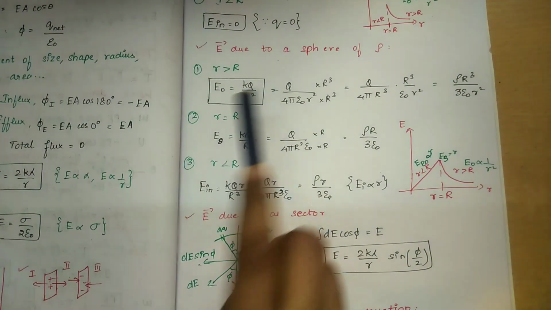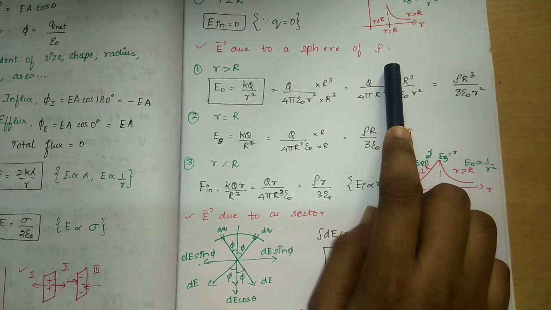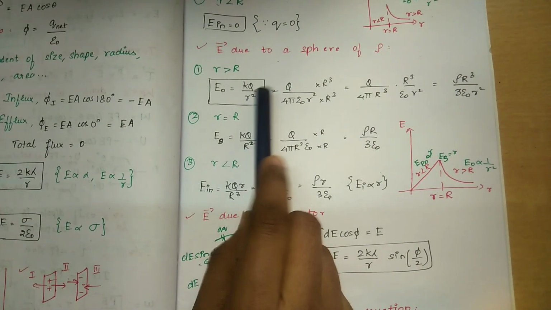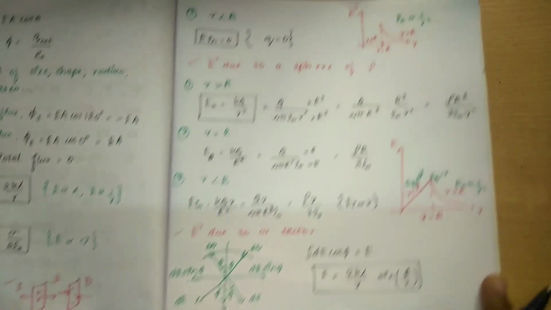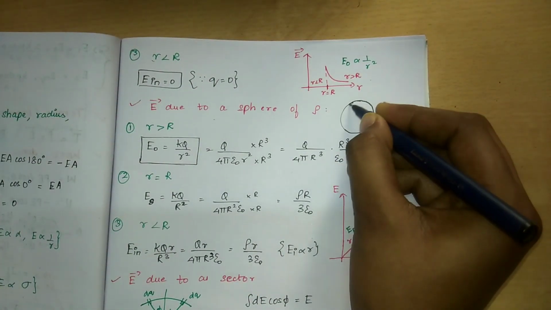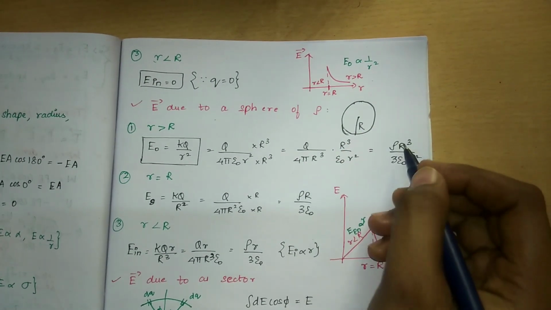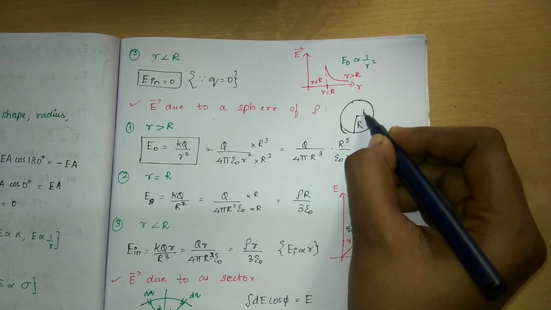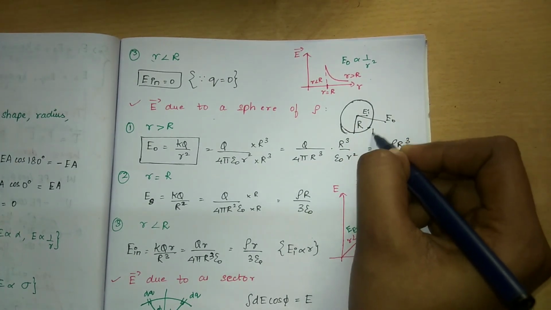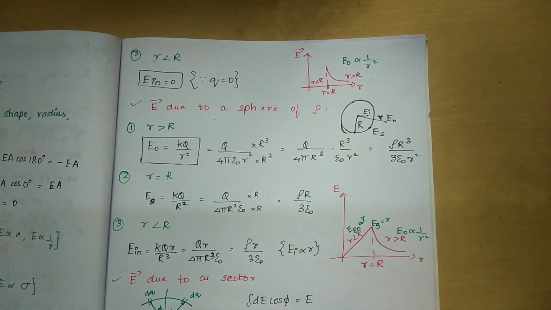Then the electric field due to a sphere of volume charge density rho, in the same cases where the distance is greater than the radius of the sphere. So we have a sphere likewise. This is the radius, and this is inside, outside, and at the surface. So both are at a distance r.